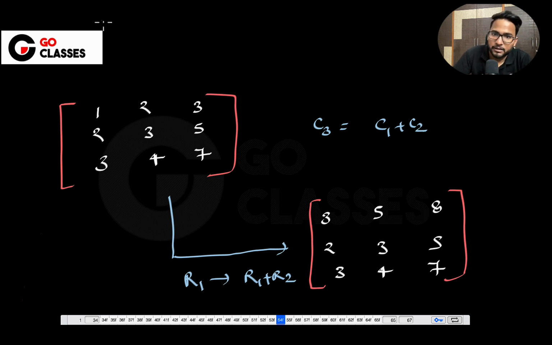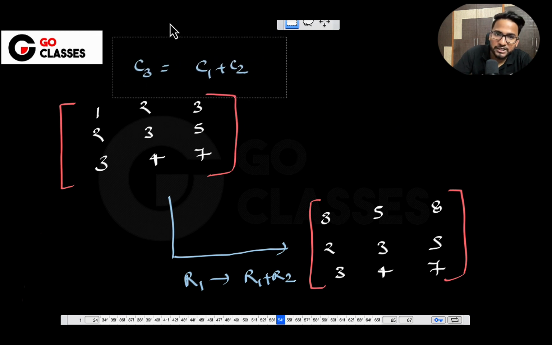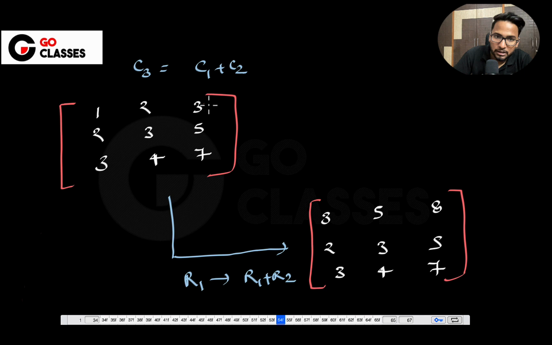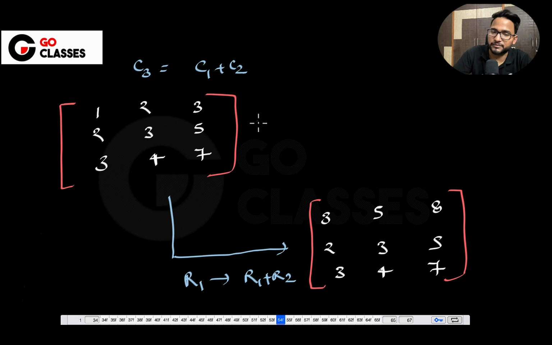That's perfectly fine. Now earlier, I said that the relation between these three columns is that the third column is linearly dependent on the first two, with the exact relation C3 equals C1 plus C2. Now let's check whether the same relation holds here. Is this column still C1 plus C2? 3 plus 5 is 8, this is 5, this is 7. Yes, 8, 5, 7. So this still holds the same relationship.